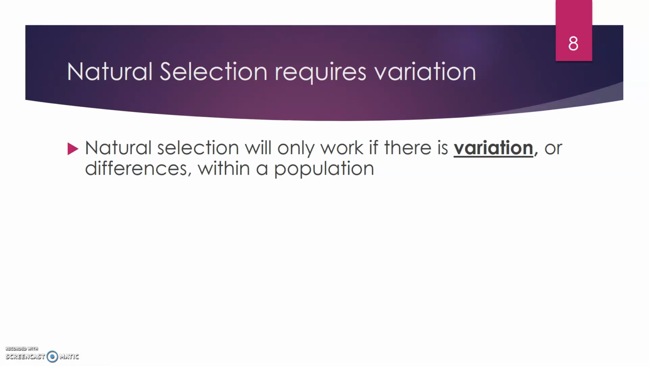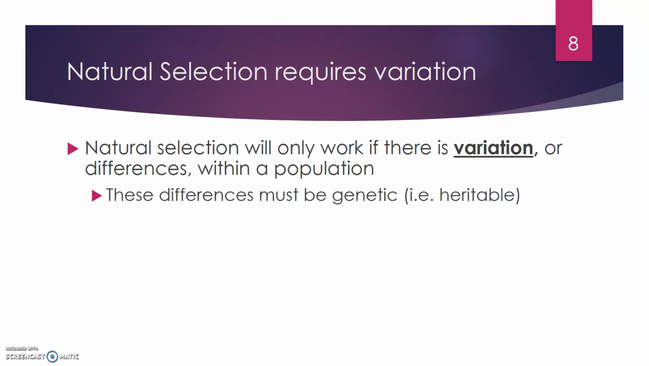And as I stated before, natural selection would not work without variation or differences within a population. Because if there's no variation, there's no best and worst traits, right? There's no difference in the trait at all. So one organism can't be better or worse than another, and there will be no advantage and there will be no natural selection. And so these differences have to be something that is heritable or genetic, something that can be passed from parents to offspring.